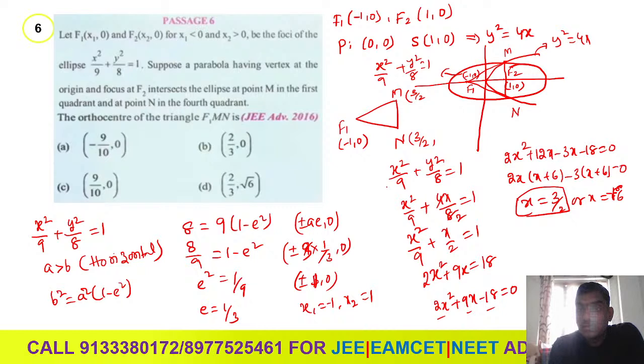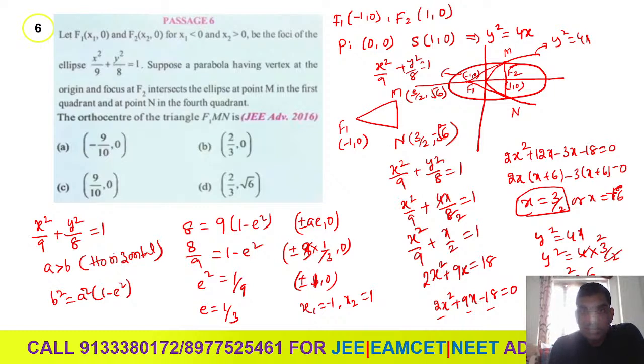Now what is the y coordinate? Y coordinate we have to calculate. We know that y square equal to 4x, and y square is equal to 4 times 3 over 2. Y square equal to 6. Y is equal to square root of 6. So 3 by 2 comma root 6, 3 by 2 comma minus square root of 6.